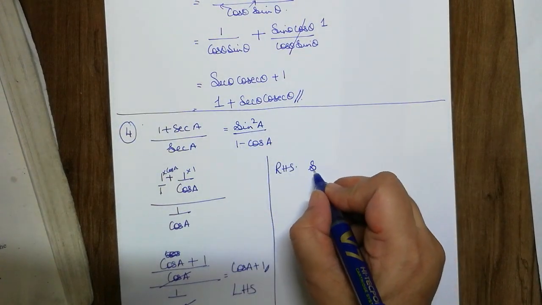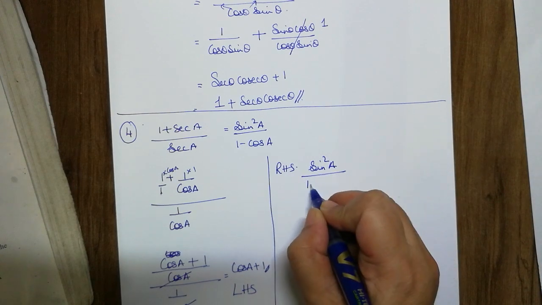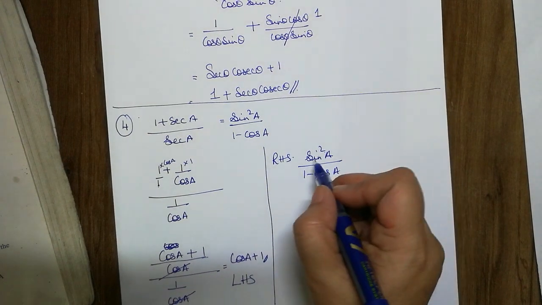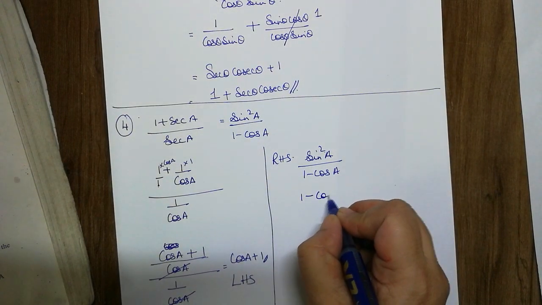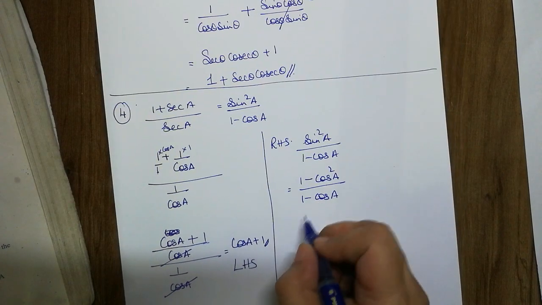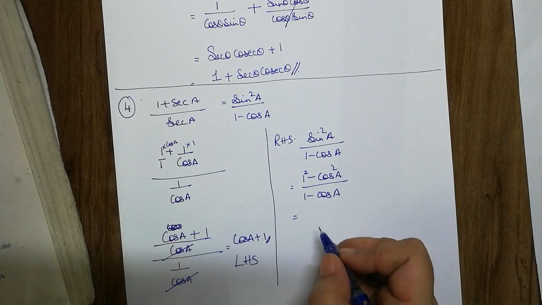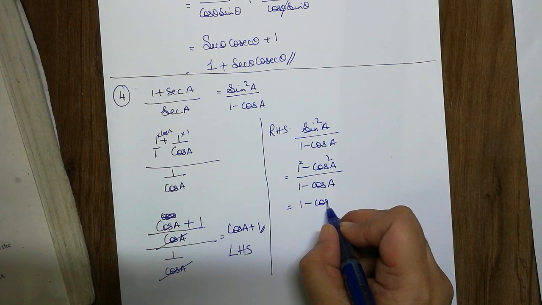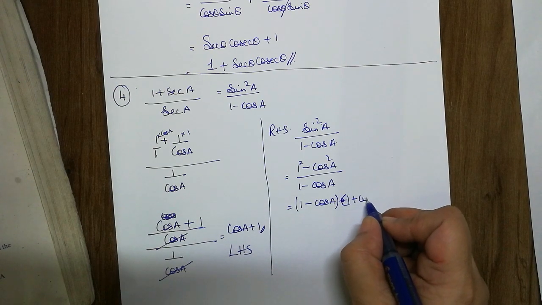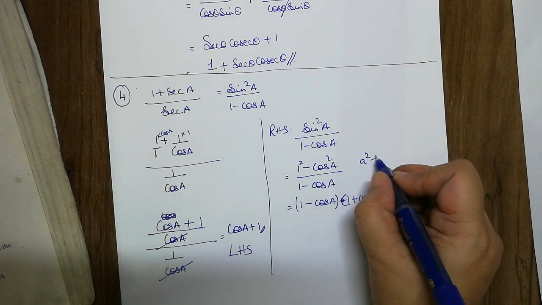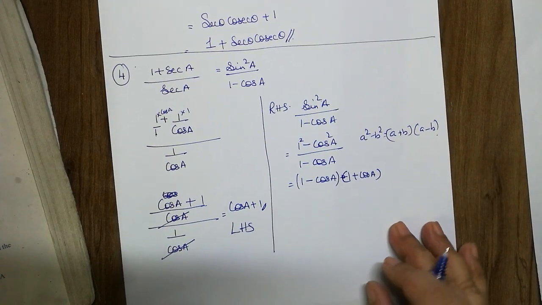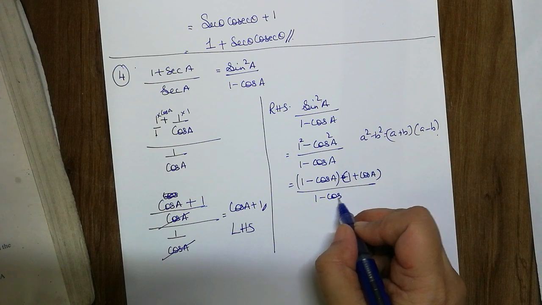So we'll take the RHS: sine square A divided by 1 minus cos A. Remember, this also we'll have to bring up to cos A plus 1. So sine is not required. I will put it as 1 minus cos square A divided by 1 minus cos A. Now A square minus B square, so this will become 1 minus cos A into 1 plus cos A. We have used the A square minus B square equal to A plus B, A minus B formula here. Then the denominator as it is.